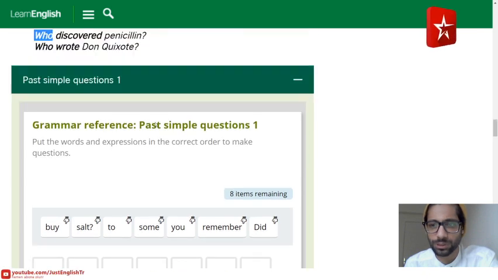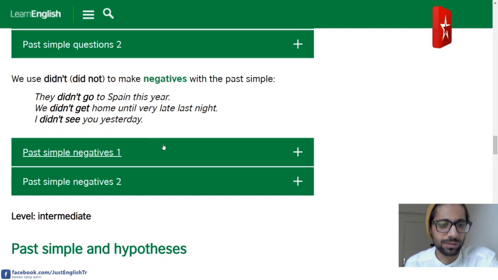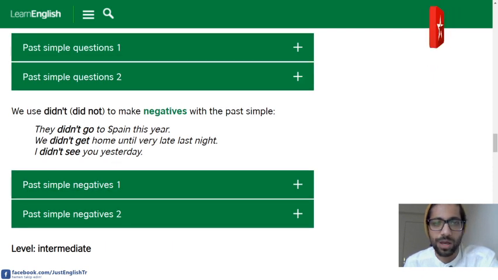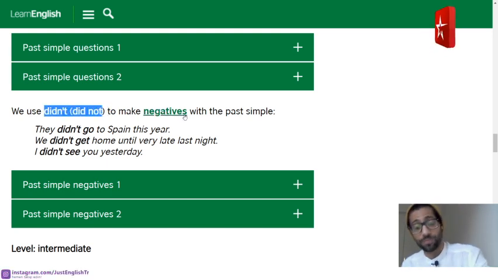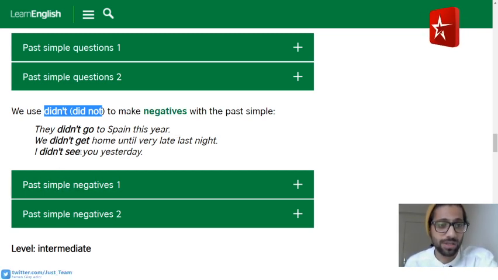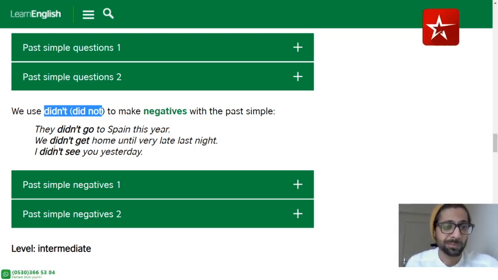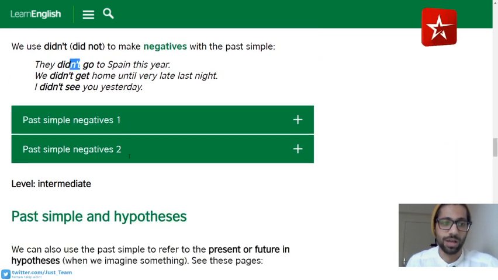We have little time, so maybe we pass the exercises. Let's understand this part, this time here for the negative. So we use didn't, did not to make negatives. That's obvious, that's very easy. They didn't go to Spain this year. They didn't get home until very late. They didn't see you yesterday. Now, if you ask me, it's the same process of the past. Okay? Here, just add not, and that would be it.